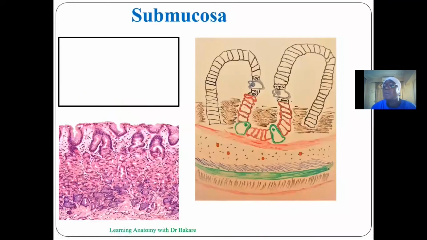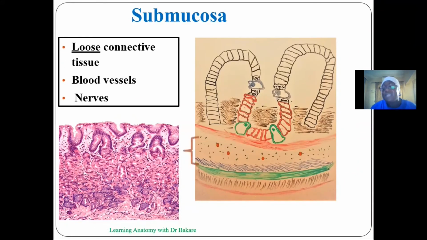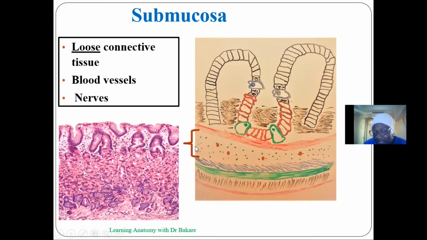Then going further, we have the submucosa. The submucosal layer is a layer that is seen below the mucosal layer, and this is the submucosal layer. It is structurally made up of loose connective tissue. We also see blood vessels and nerves within this region. So you see it below the mucosal layer. This submucosal layer is also thrown into folds, and this also contributes to the formation of rugae, as seen in the gross presentation of the stomach.